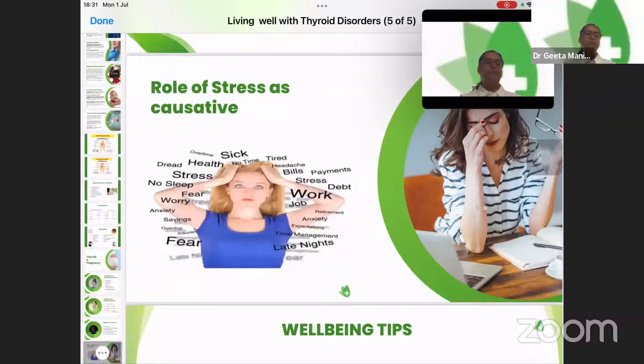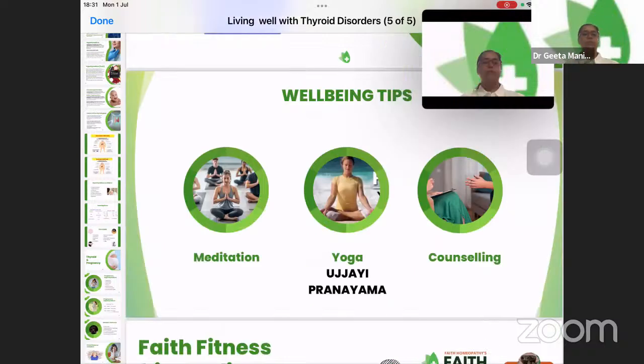And stress is one of the major causative factors of thyroid disorders. It does create imbalance in the thyroid hormones. So there are some tips for well-being which can help with your thyroid disorders.